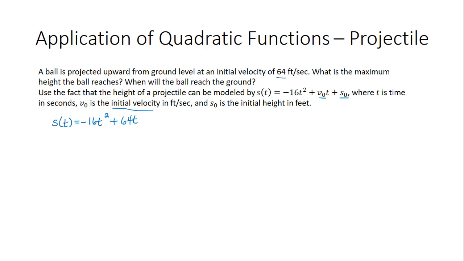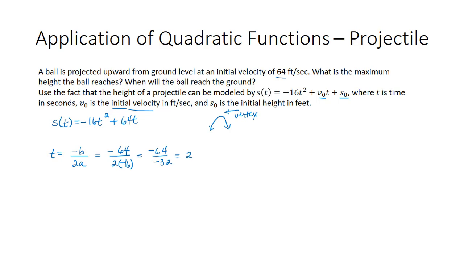And to find the maximum height, think about the type of function we're given. This is a quadratic function. The value of a is negative, which means that the graph is a parabola that opens down. So the maximum height is reached at the vertex of this function. So to find the vertex, we want to find t is equal to negative b divided by 2a, or in this case, negative 64 divided by 2 times a, which is negative 16. So this is negative 64 divided by negative 32, which is 2.